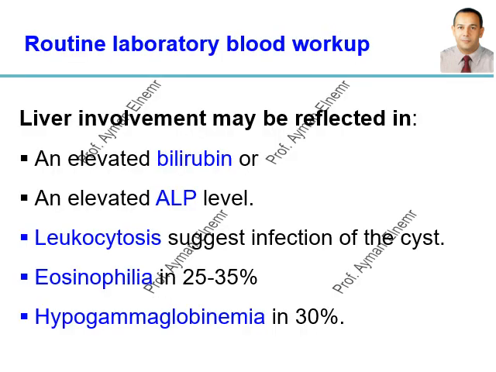In routine laboratory blood workup, the liver involvement may be reflected in many ways, like an elevated bilirubin, an elevated alkaline phosphatase level, leukocytosis, which suggests infection of the cyst, eosinophilia in 25 to 35%, and hypogammaglobulinemia in 30%.